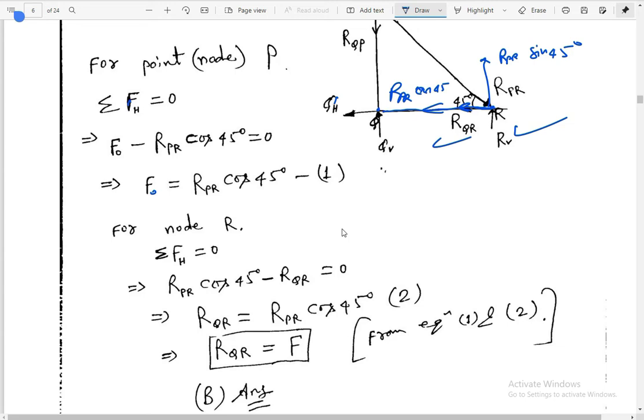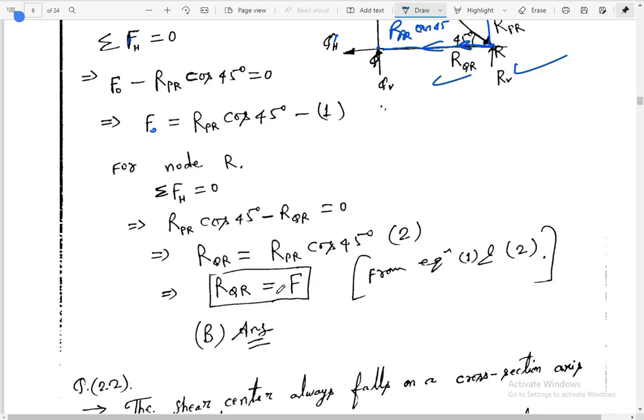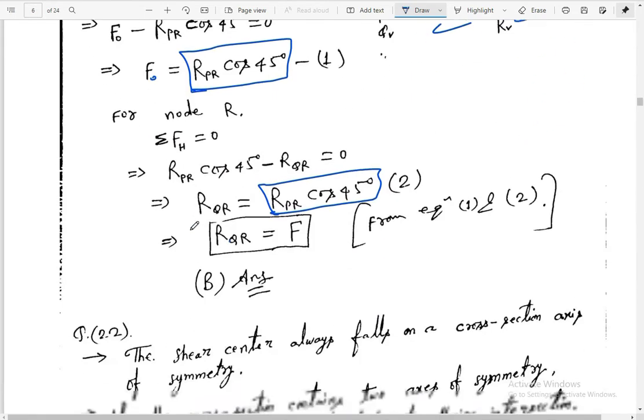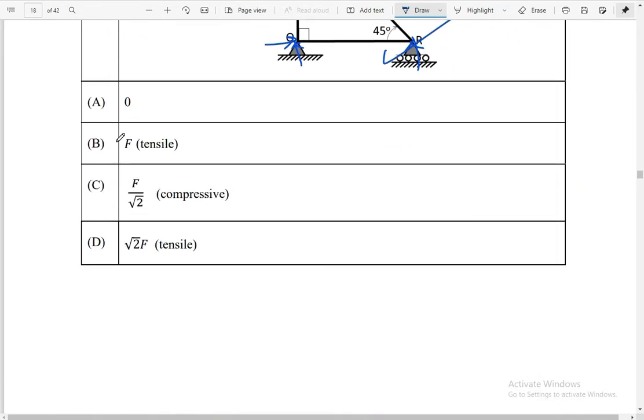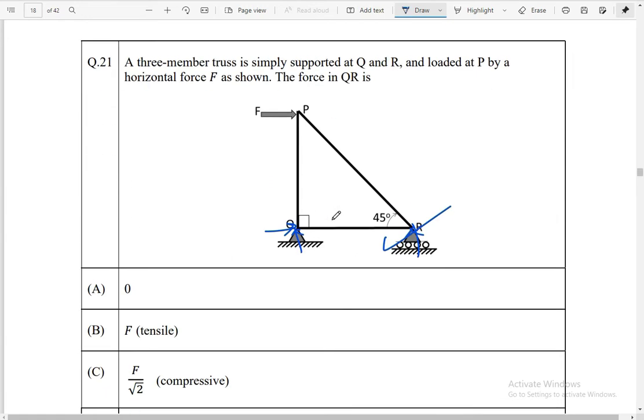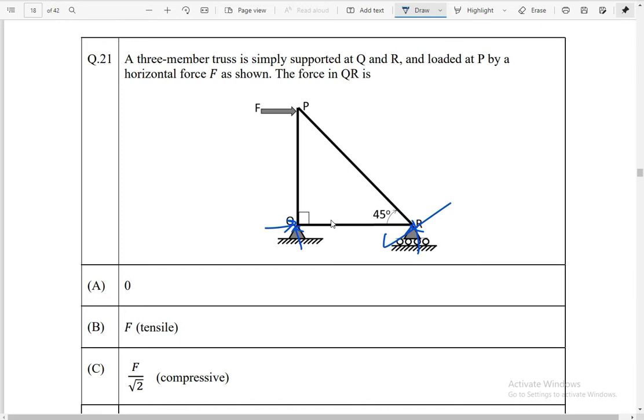So from equations 1 and 2 we can see that RQR is equal to F. This is equal to equation number 1, that is RQR is equal to F or F naught. So finally, question number 21 is asking for the force in RQR. So the force in RQR is equal to F.